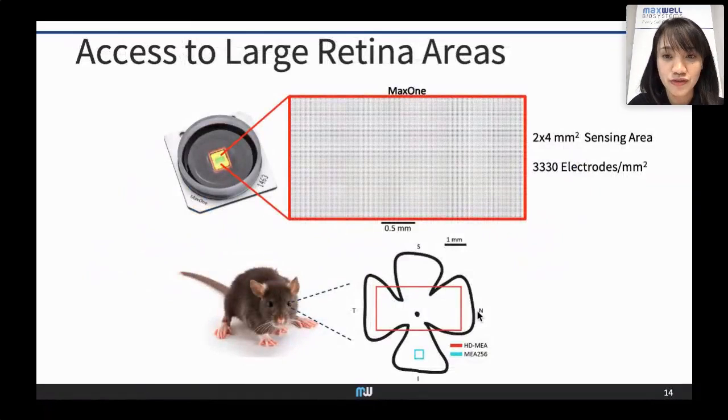So what is the advantage of using our system for retina studies? First of all, we have access to large retina areas. So if this is a retina that is cut in this flower fashion, this is the size of our electrode array. So that's how much of the retina you can record from.